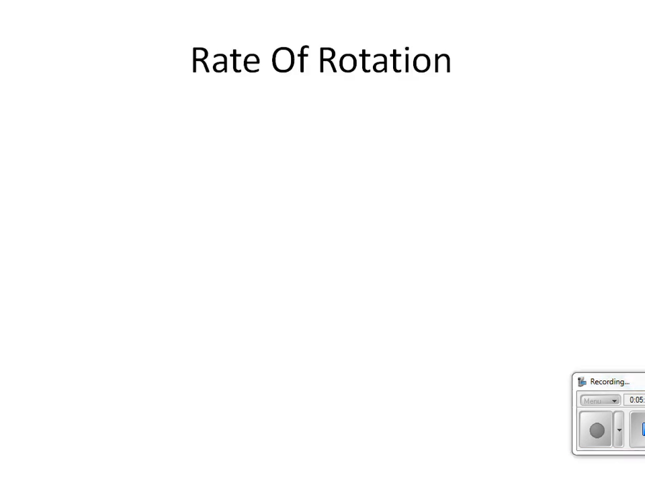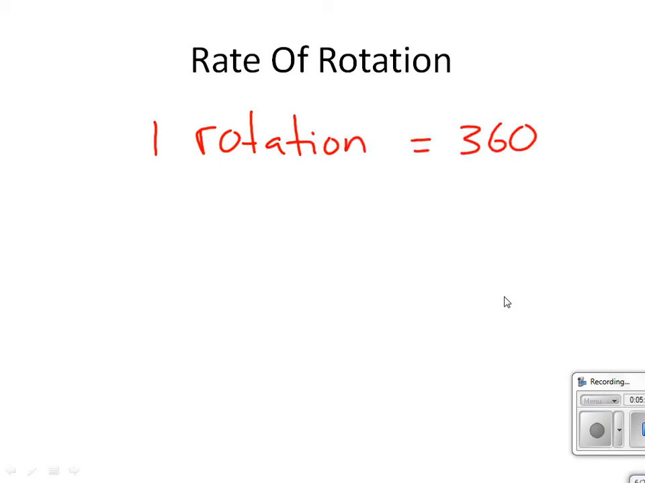We can also calculate how quickly this is occurring. And I think we've done this before this year, but we can determine the rate of rotation if we know a couple values, right? We know one rotation equals 360 degrees. That is one complete spin. How long does that take? Well, one rotation takes 24 hours.